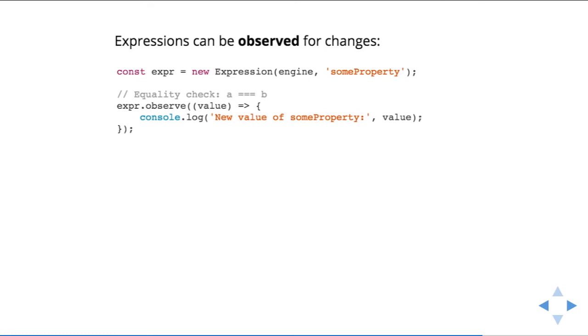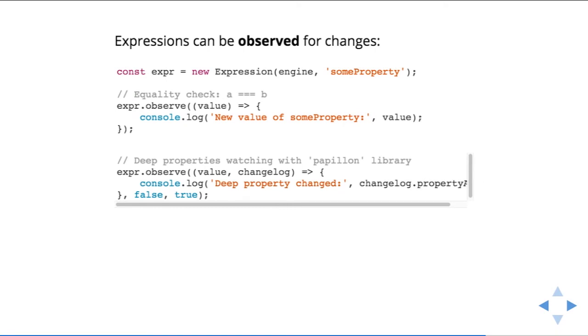So what about dynamic data binding? I think I already told you how it works: expressions can be observed for changes. When I have an instance of an expression, there is the observe method, and whenever the expression endpoint changes, I can run a function which will do something. By default, expression uses an equality check, so it's very fast.